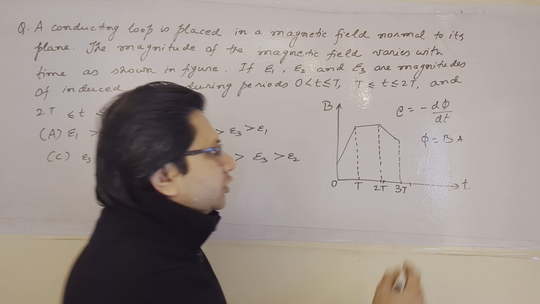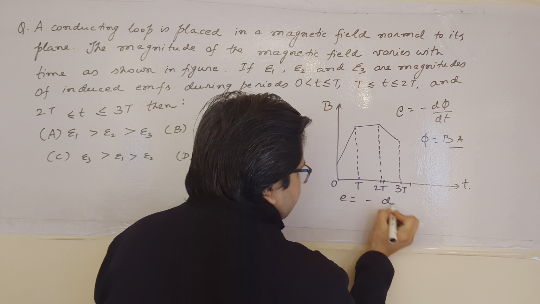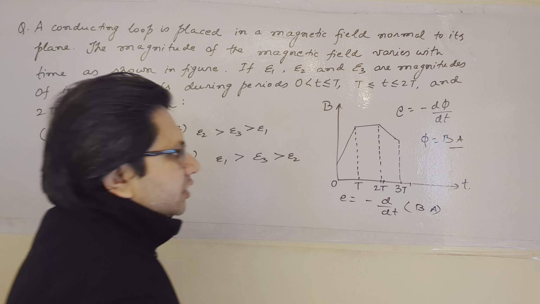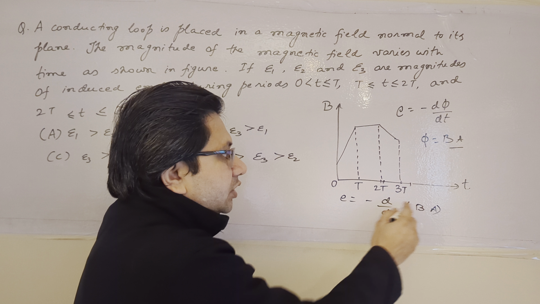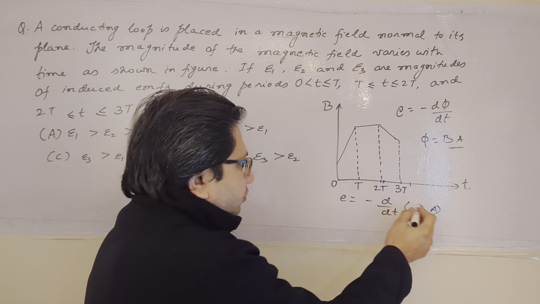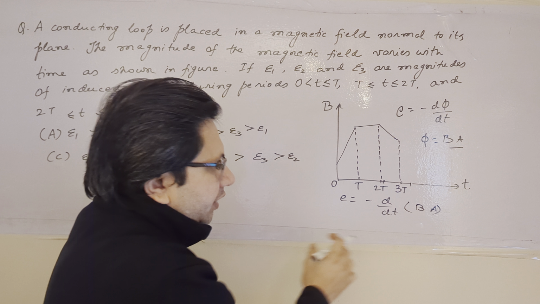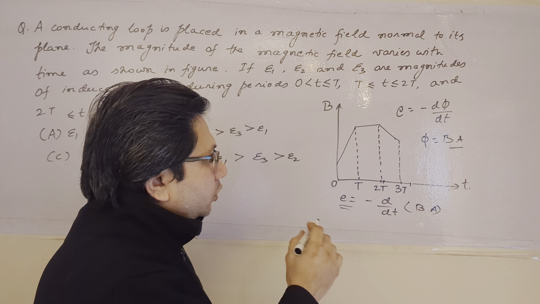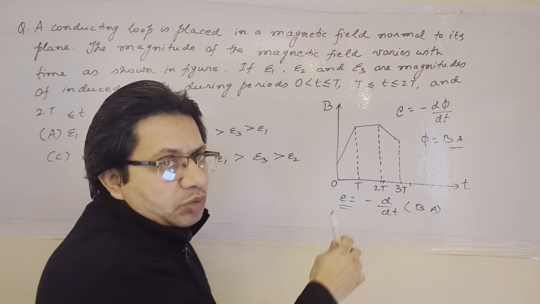So we can say that phi equals BA. In other words, E equals minus d by dt of B into A. Now there is no change in the area mentioned in the problem. The only change is the change in the magnetic field. So the higher the rate of change of the magnetic field in a particular duration, the greater the induced EMF.